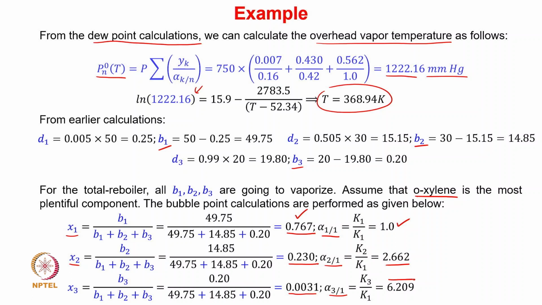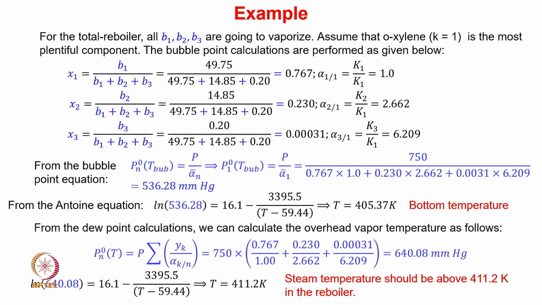So now with these three values, again we are going to perform the bubble point calculation. So bubble point calculation, again we are calculating the average relative volatility, and P divided by average relative volatility is giving me the vapor pressure of the abundantly available component. So that is orthoxylene, which comes around 536.28, and then we can use the corresponding Antoine equation. With the corresponding Antoine equation we can calculate what will be the temperature. So temperature comes around 405.37. So this is the bottom temperature.